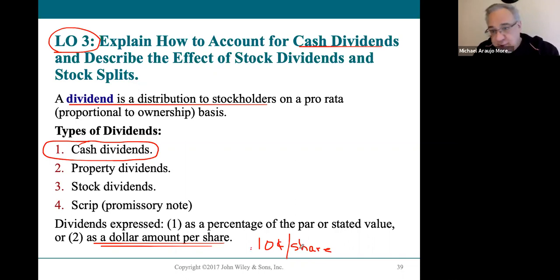Now, if you own one share, that's 10 cents. You own 10 shares, it's $1, right? You have 100 shares, it's $10. So either way, it's 10 cents per share times the number of shares you have. Sometimes dividends are expressed as a percentage of par. That's usually what happens with preferred stock. Common stock, it's very common to just tell you what the amount is per share.